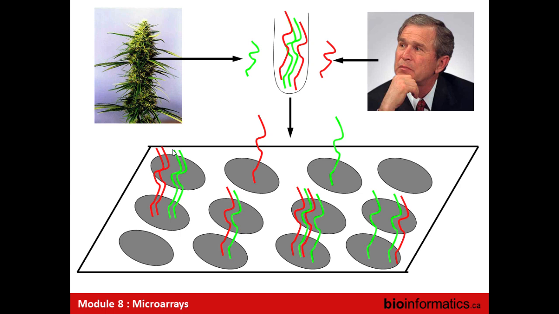By contrast, if cotton is reasonably similar, say shares 75 or 80% of its genes with Arabidopsis, there's tons of Arabidopsis arrays, so you can get a lot of information without having to worry about that.